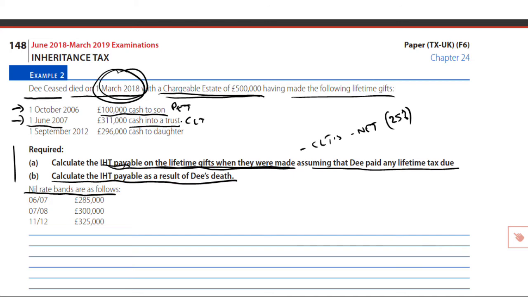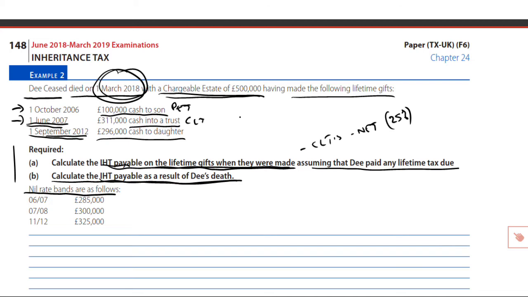But when you do calculate the tax on the transfers that do fall within the 7 years of the date of death, that'll be this transfer here, the 1st of September 12, the 296,000 cash to the daughter. In determining what nil rate band is available, because September 12 is within 7 years of June 07, we're going to have to deal with the fact that some of that nil rate band will be deemed to have been used by the earlier CLT. But that's for later. That's when we calculate the IHT payable as a result of D's death.